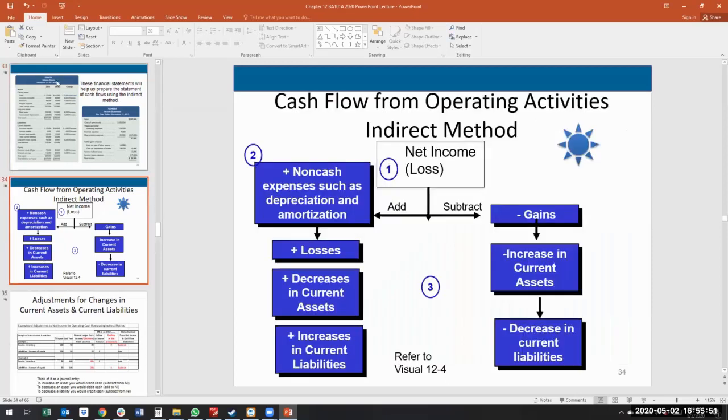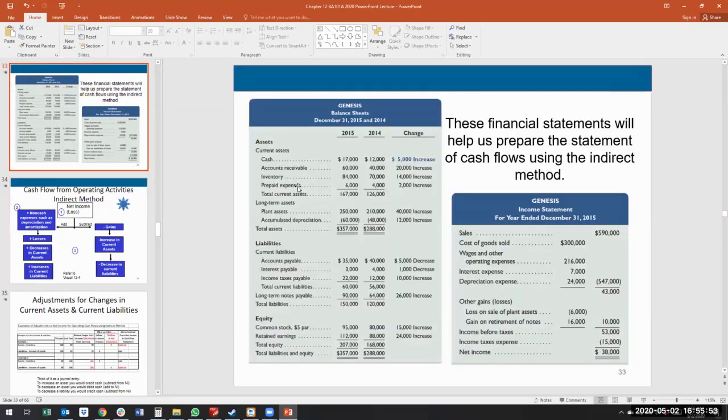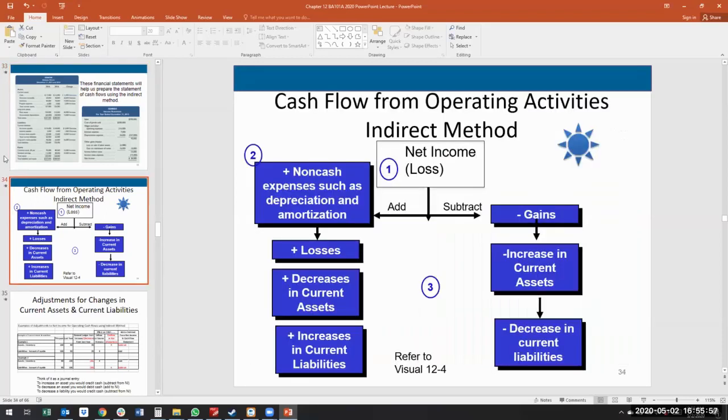That's the reasoning, and we can go in each financial statement line item and discuss why that makes sense. But that's the logic behind this memorization, where we would add back non-cash expenses such as depreciation. That makes sense. Depreciation, we didn't pay cash for that, right?